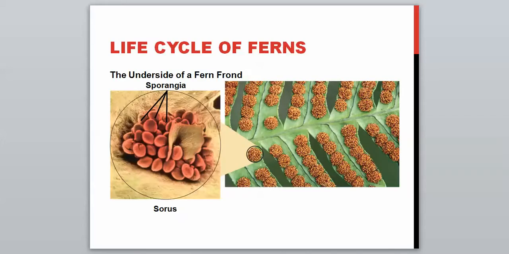So here's what this looks like. As you can tell, there's the underside of the frond right there, and then we have a zoomed up image, and we can see all the sporangia, these individual red dots. Each one of those is a sporangium, and this entire structure is known as a sorus. So that is part of their life cycle right there.